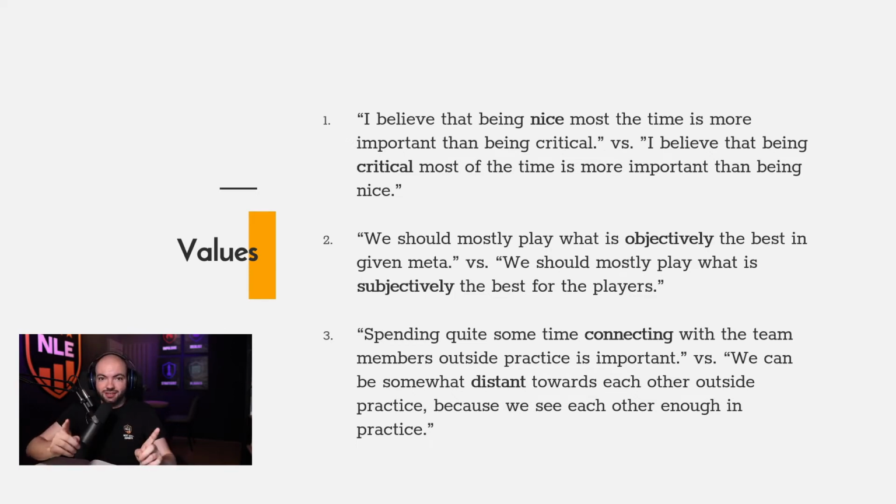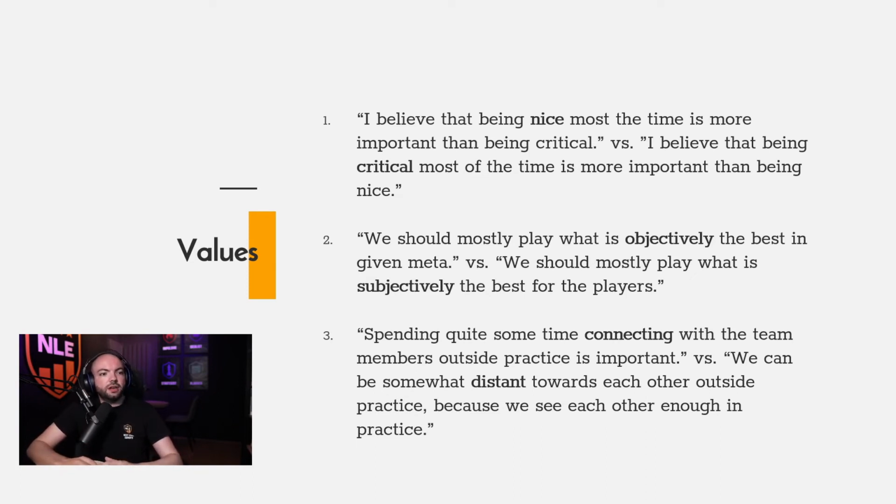So it's the opposite. Number 2, we mostly play what is objectively the best in the given meta. I, for example, like to play objectively when I play a game, like what is the best in the meta with a little bit of creativity. But some players really prefer we should play what is subjectively the best for the players, what feels right, what I believe I am strongest in. So this could be a conflict within a team environment, and you have to talk about that. And later on in this lecture, we will give you some tools in order to work through these conflicts and how to resolve some of it, or maybe even all.